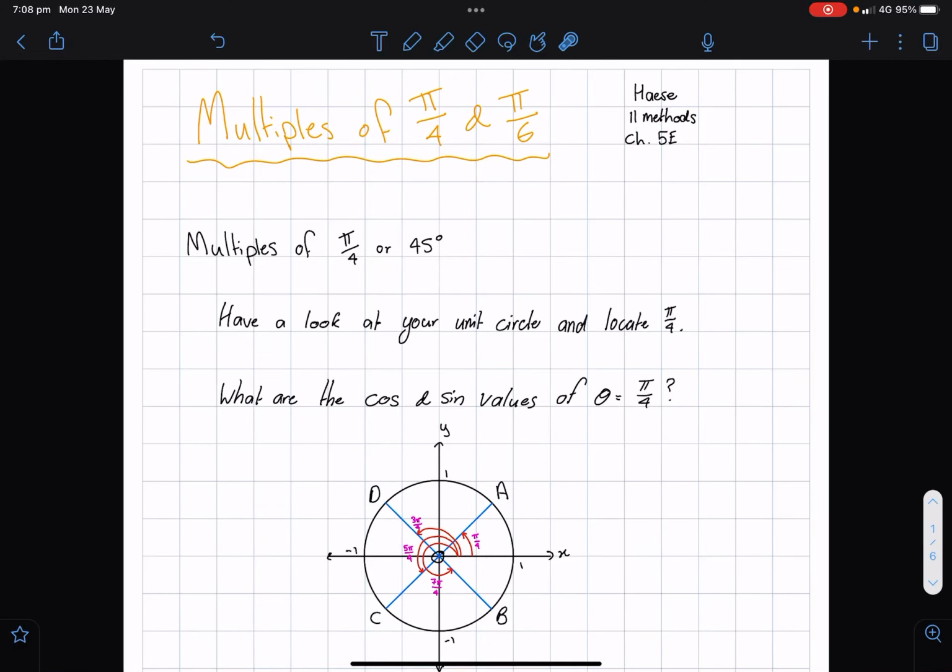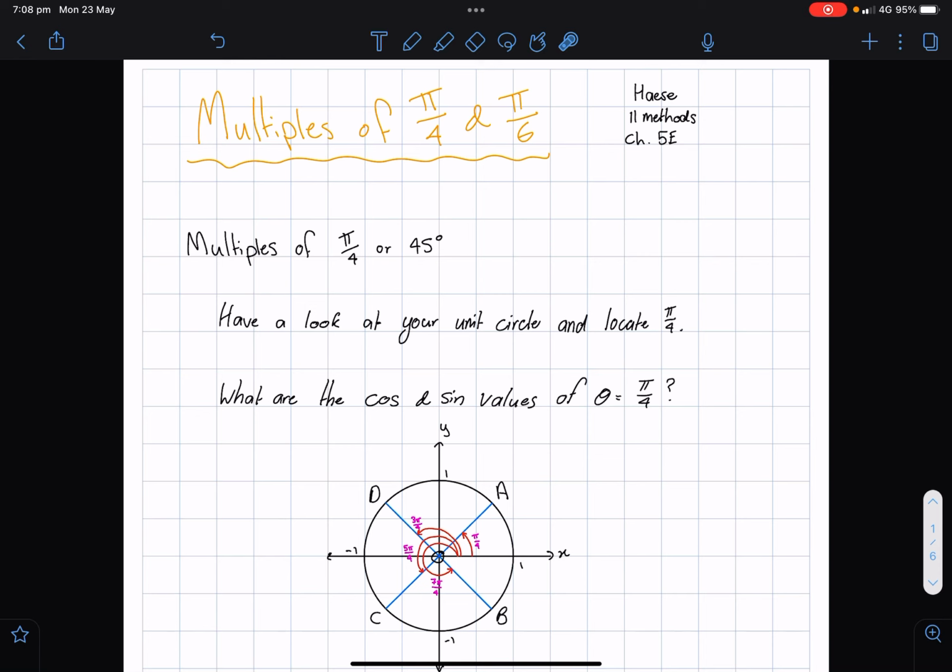So today we're continuing on our unit circle work, but we're going to do a bit of a deeper dive into the multiples of pi on 4 and pi on 6. So to start with, the multiples of pi on 4, or 45 degrees. So have a look at your unit circle and locate pi on 4.